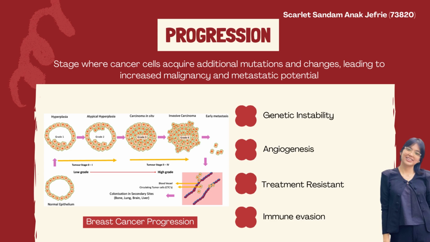The final stage is called progression. During this stage, cancer cells continue to accumulate genetic changes, leading to more aggressive growth and potential metastasis, which is when cancer spreads. The cells gain the ability to invade surrounding tissues, evade the immune system, and potentially spread to other parts of the body. This stage is characterized by increased genetic instability and the development of treatment resistance. Also, angiogenesis might occur, whereby new blood vessels form to supply nutrients and oxygen to the growing tumor. This process facilitates tumor growth, invasion, and metastasis by allowing cancer cells to access the circulatory system.